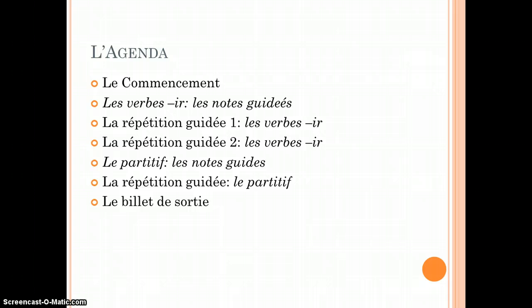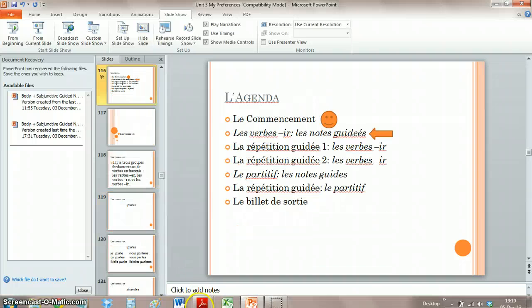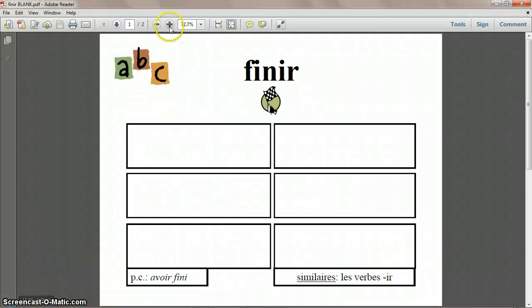Voilà l'agenda. Le commencement et puis les notes guidées des verbes IR, deux répétitions guidées, le partitif et une répétition guidée du partitif, et puis le billet de sortie. On va sauter le commencement et aller directement avec les notes guidées des verbes IR. For this, you are going to need your notes over IR verbs. And these look like this. Go ahead and get this feuille de papier out.